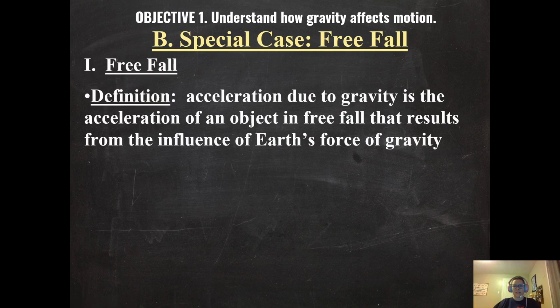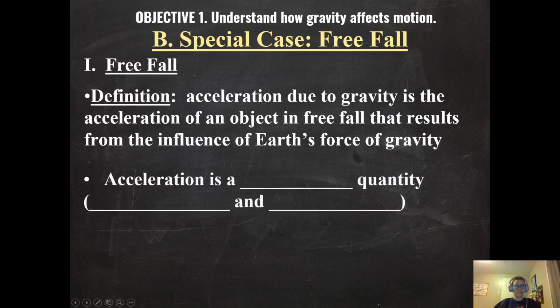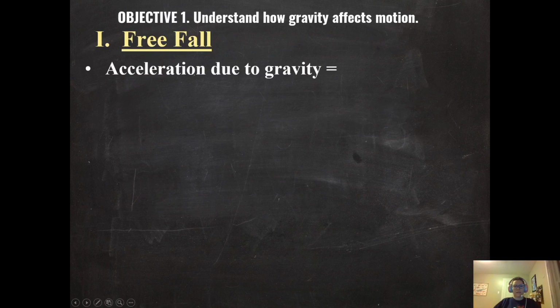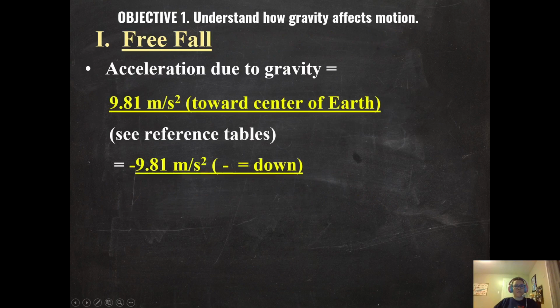Free fall, definition. Acceleration due to gravity is the acceleration of an object in free fall that results from the influence of the Earth's force of gravity. Acceleration is a vector quantity, therefore we have both magnitude and direction. Acceleration due to gravity equals 9.81 meters per second squared towards the center of Earth. You can find these in your reference tables.